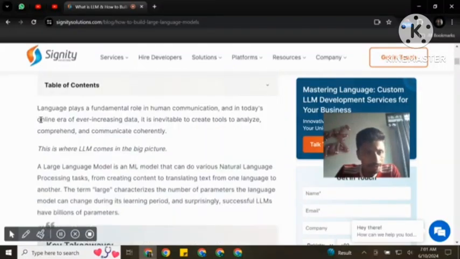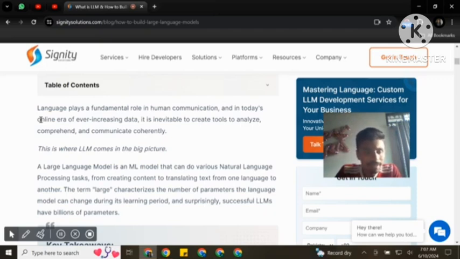Here is the table of contents. Language plays a fundamental role in human communication, and in today's online era of ever-increasing data, it is inevitable to create tools to analyze, comprehend, and communicate coherently. This is where LLMs come in.